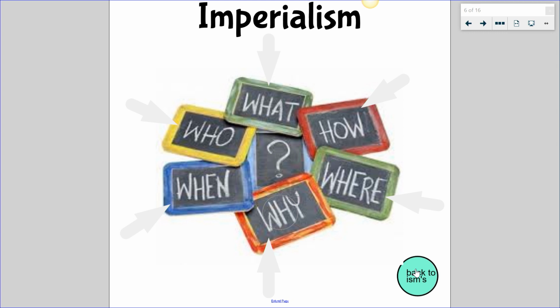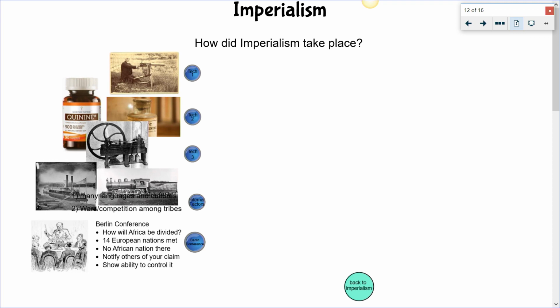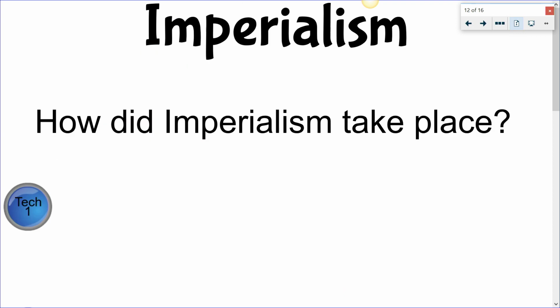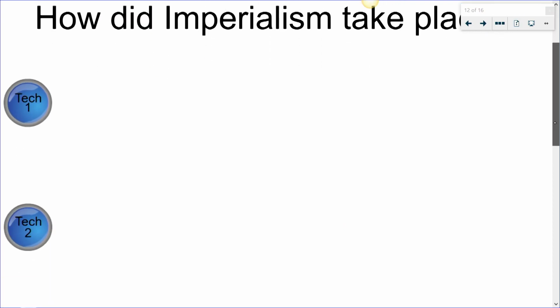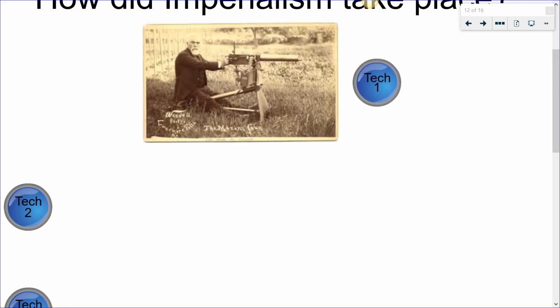So let's look at how, real quick, how. And this is important. If we're talking about one country conquering another country, we need to know how that took place. First, they have better technology. This is a picture of the Maxim gun, one of the first machine guns to be produced. And obviously, if I take this machine gun and I'm fighting guys with spears, this isn't going to end very well for a lot of those African tribes.